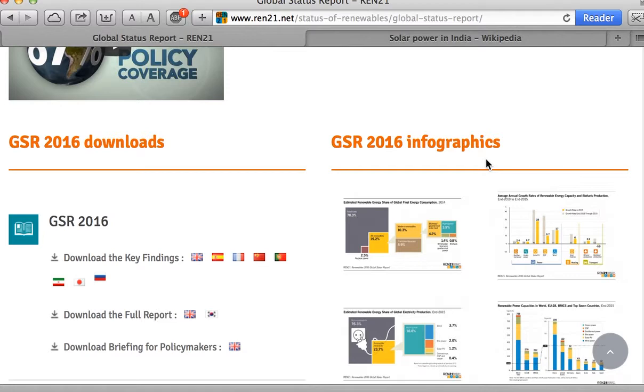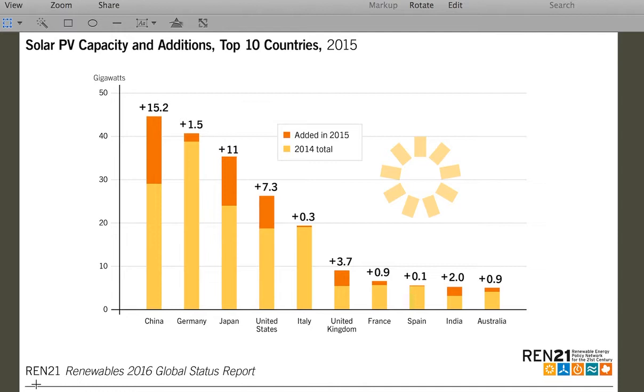Look at the title. This is from the REN21 Renewables 2016 Global Status Report, and the title is Solar PV Capacity and Additions, Top 10 Countries in 2015. So who are the top 10 countries? You look here, China is the top country. Already China had somewhere close to 30 gigawatts of solar capacity at the end of 2014, and in the year 2015 they have added almost 15.2 more. So now they are somewhere near 45 gigawatts of solar capacity. So China is rank one.